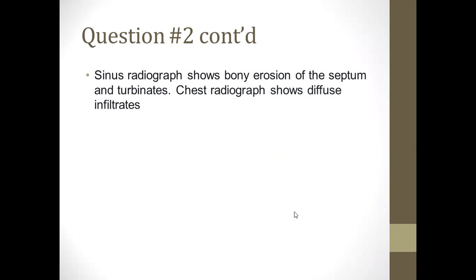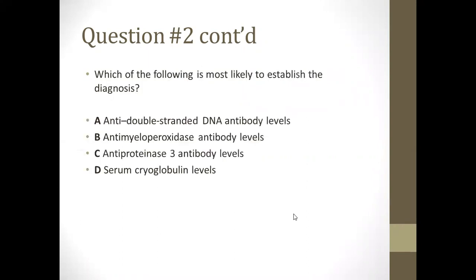So then you're thinking, well, what affects the sinuses? MPA doesn't affect the sinuses. GPA does. eGPA does, but we don't have any eosinophils. So that's going to push us back to GPA. We're going to be thinking PR3. So the answer they want there is the PR3. Does that make sense?